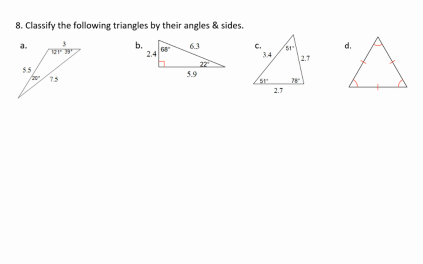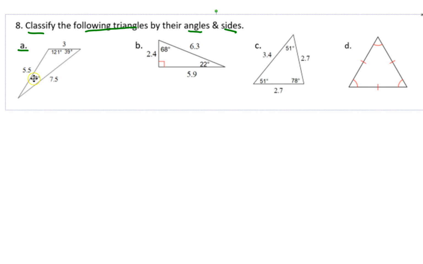Alright guys, so let's take a look at this one. It says classify the following triangles by angles and sides. Basically, all we have to do is identify what types of angles it has and whether there are any congruent sides. If we look at letter A, we've got two acute angles and one obtuse angle.